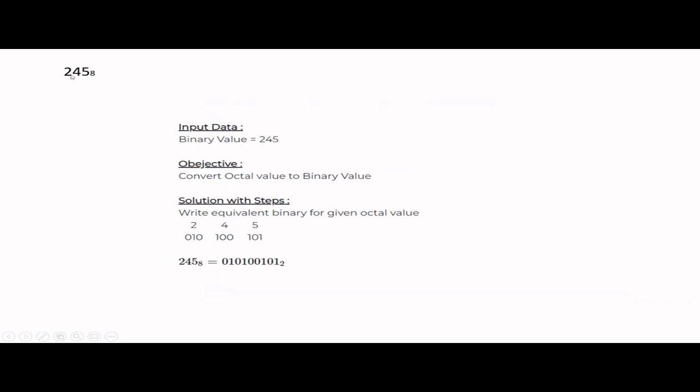Next one, 2 4 5, write it down, and 5 is 101, 4 is 100, 2 is 10, but as a practice, each octal digit we have to represent with 3-digit binaries, right? So then we put additional 0 here, but it's not a must. Because the actual answer is 101001001. This front 0 has no value actually.